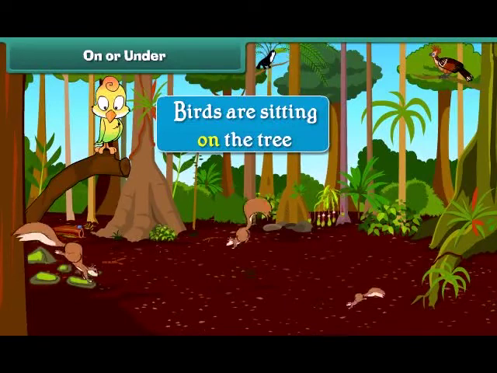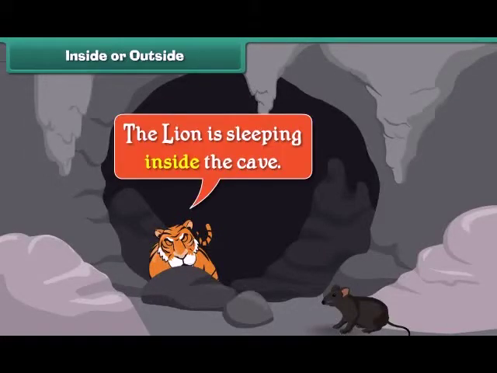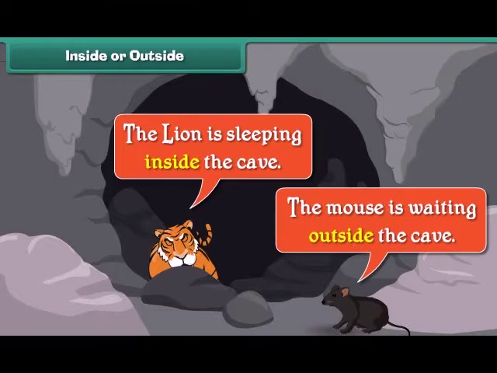Birds are sitting on the tree. Squirrels are playing under the tree. The lion is sleeping inside the cave. The mouse is waiting outside the cave.